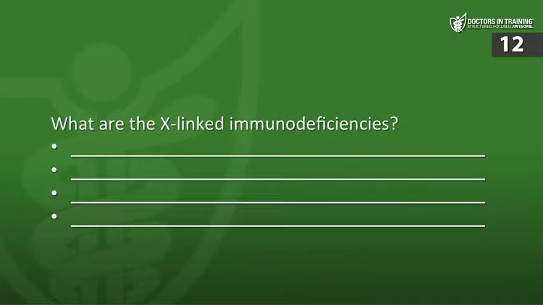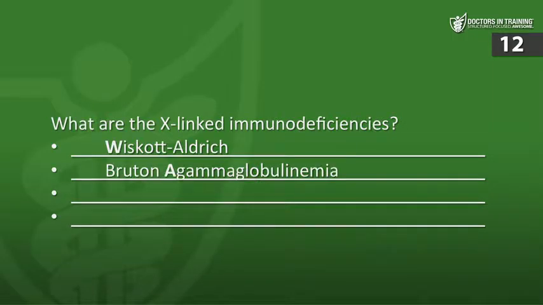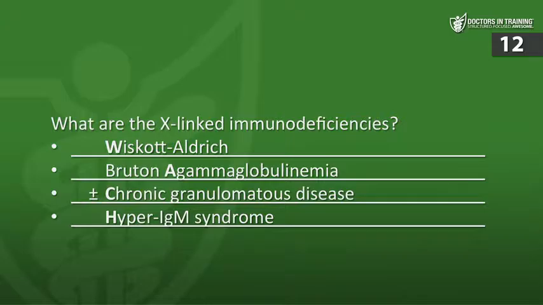So let's take just a brief sidetrack here for number 12 in your study guide, which asks, what are the X-linked immunodeficiencies? Now, we've mentioned most of these already. A good mnemonic to help you remember these X-linked deficiencies is WACH, or W-A-C-H, which stands for Wiskott-Aldrich, Bruton agammaglobulinemia, chronic granulomatous disease, and I want you to write plus or minus next to that because most of these mutations that cause chronic granulomatous disease are X-linked, but not all of them. I'm going to come back and talk about chronic granulomatous disease in just a minute. And then the H is for hyper-IgM syndrome, which we also said could be X-linked or it could be inherited in other ways.